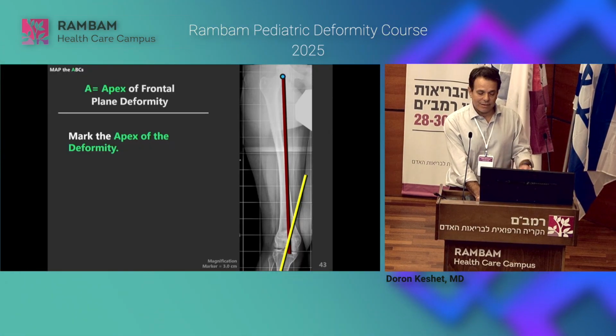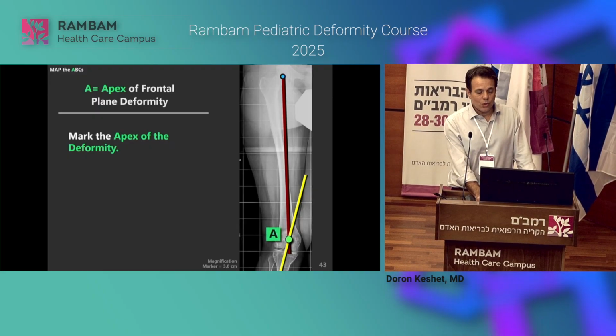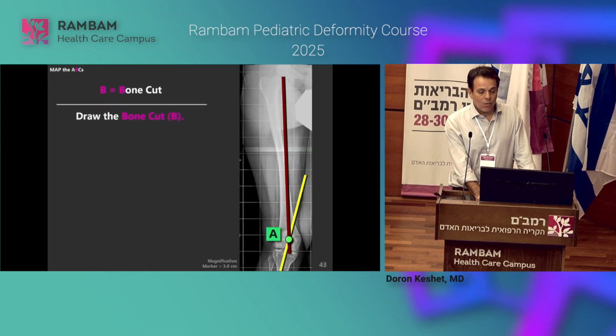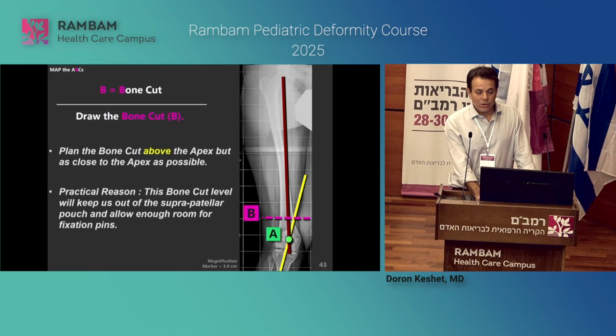The distal femoral axis. Now we mark the apex of the deformity, and we can see that it's really close to the joint line. We measure the magnitude of deformity, 16 degrees in this case. We have to decide about the bone cut. What do we do here?